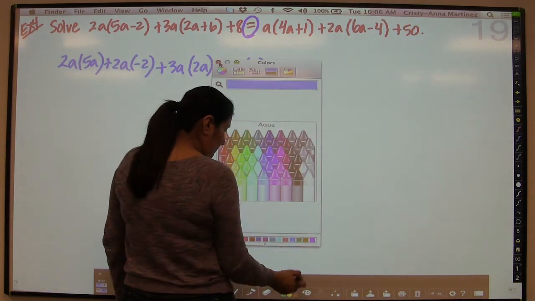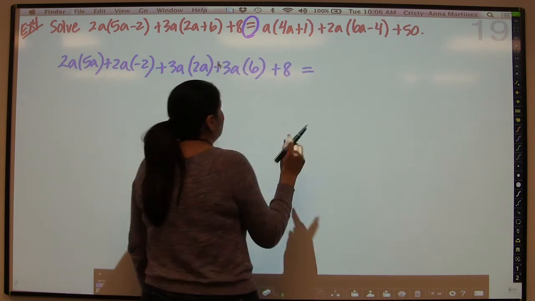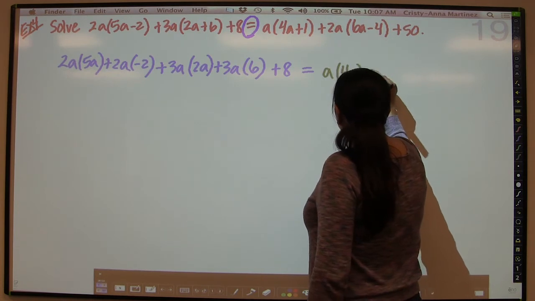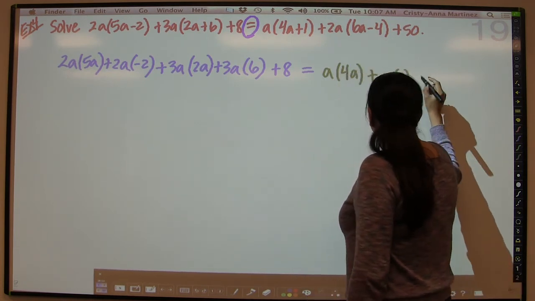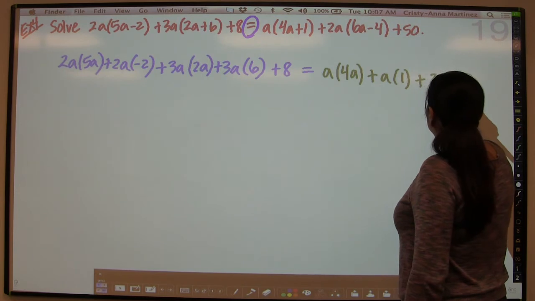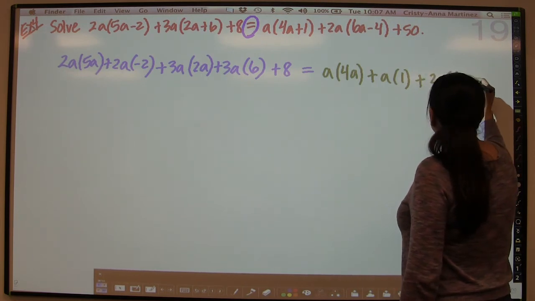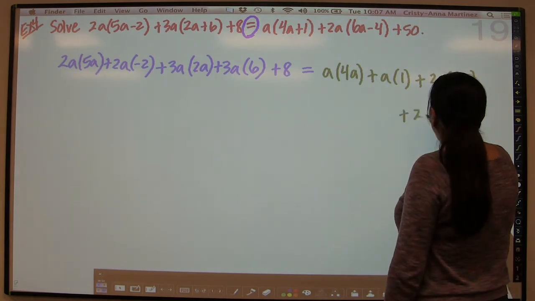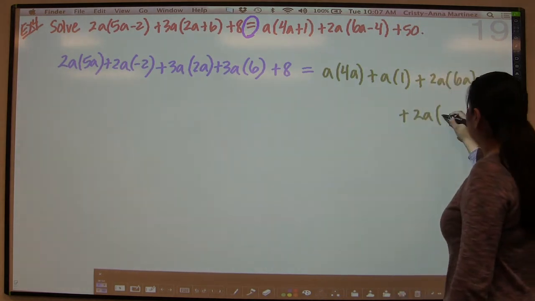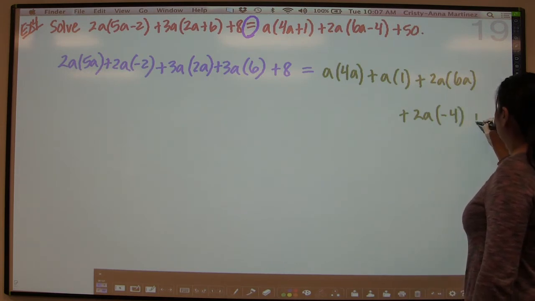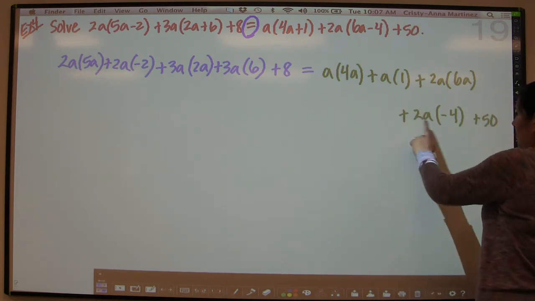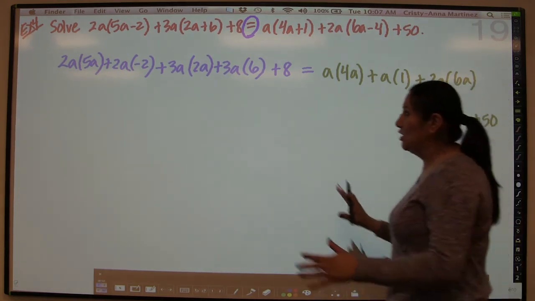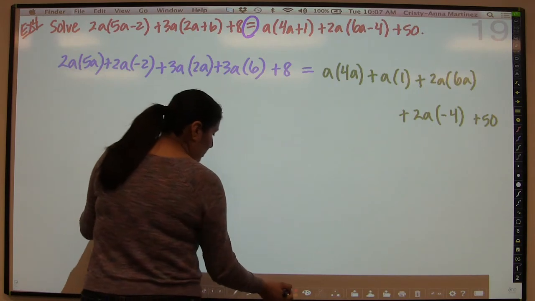On the other side, on the right-hand side of the equal sign, we have a times 4a plus a times 1. And then we have 2a times 6a plus 2a times negative 4. And then plus 50. So I had to kind of come down here because I didn't have enough space to keep going all the way over here, right?